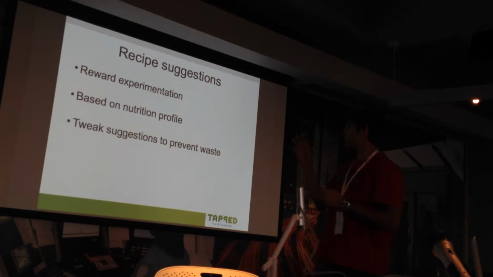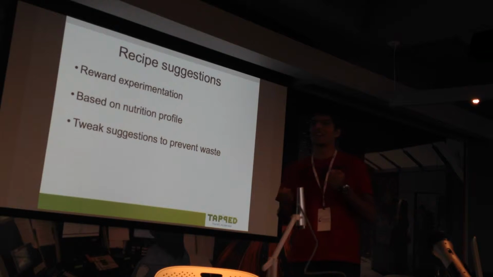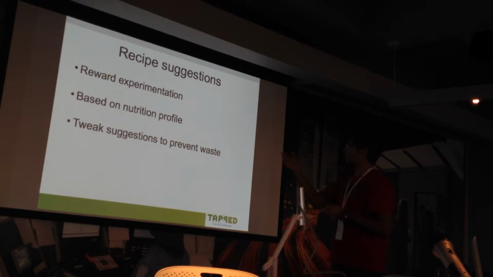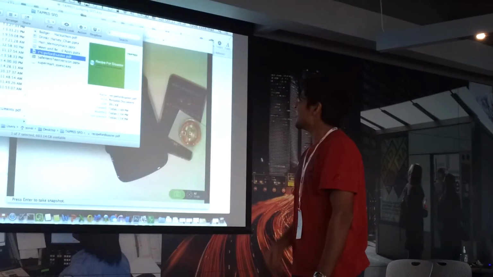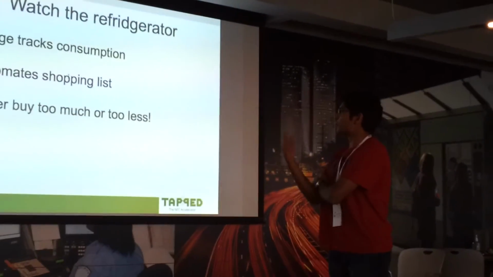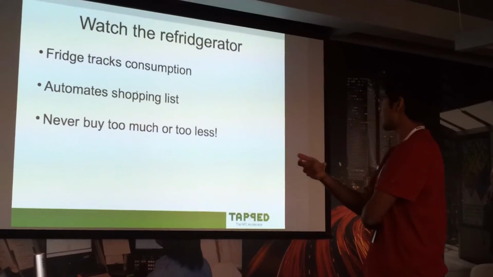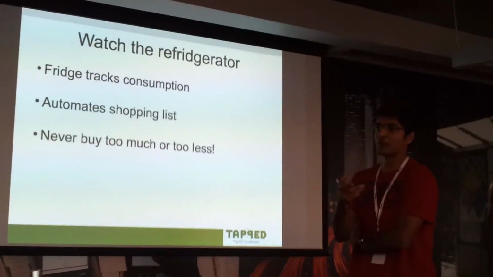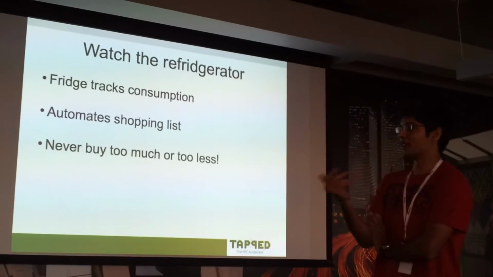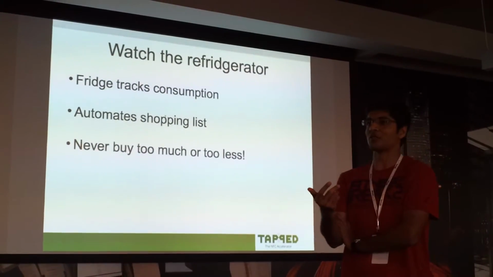Some of these things are based on my ideal refrigerator, which keeps track of what I'm eating. So based on my nutrition profile, it could make sure that I'm getting the right sort of stuff to eat. Next one, please. The fridge tracks consumption. It can generate an automatic shopping list about things I have to buy. That way I never have to buy too much or too little, because otherwise I sometimes end up buying 2 weeks worth of food and then I have to throw away some of it.